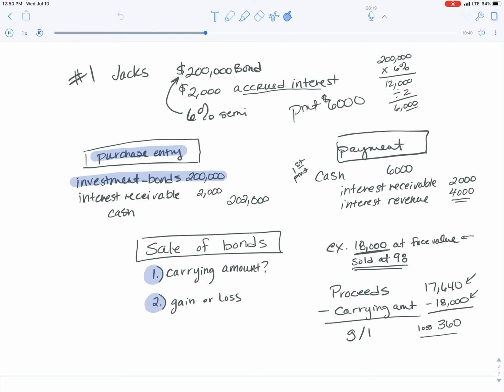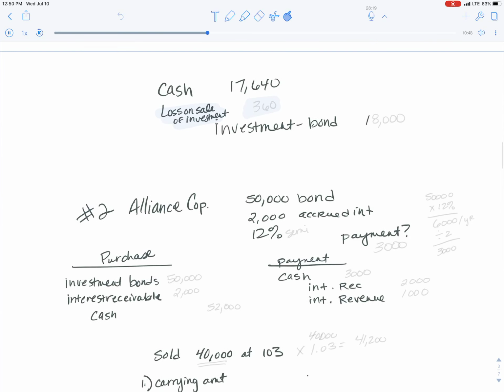So that's a loss. And when you record that entry, you're going to record the proceeds as the cash amount you got, and you're going to remove the face value of your investment, 18,000. And the difference is going to be 360. And to remember, a rule of thumb, since the loss is on the debit side, or the missing amount of our entry is on the debit side, that's also another way you can figure out it's a loss. If it had been on the credit side, it would have been a gain.